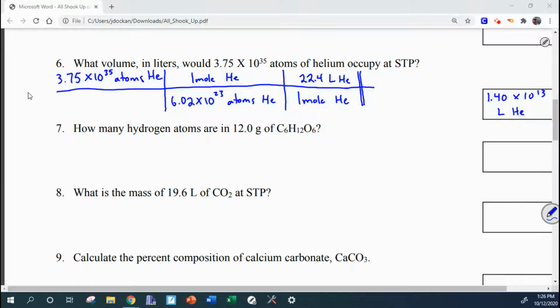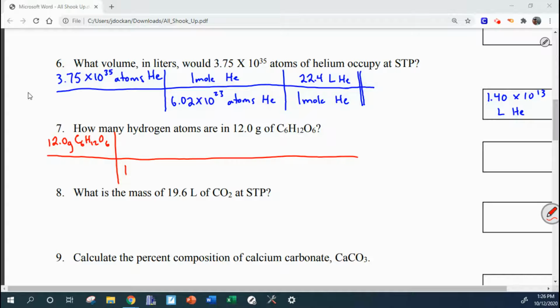Problem 7. How many hydrogen atoms are there in 12 grams of glucose, C6H12O6? So we're going to go ahead and start with what we're given in the problem, and that's going to be 12.0 grams of C6H12O6. We're looking for hydrogen atoms specifically. So this is going to be a mole-to-mole ratio problem. We're going to have to add one additional step.